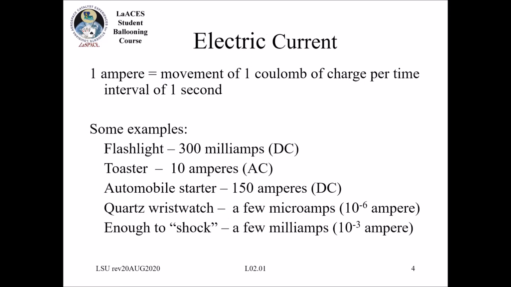So for current, we always refer to this in amps, or ampere, and 1 ampere is equal to the movement of 1 coulomb of charge per time interval of 1 second. Again, when we look at those same kind of things, a flashlight is about 300 milliamps, a toaster much more, 10 amps, and an automobile starter is greater, 150 amps. When you get down to a wristwatch, now you're in the microamps, so 10 to the minus 6 again.